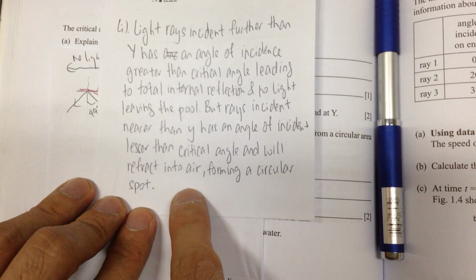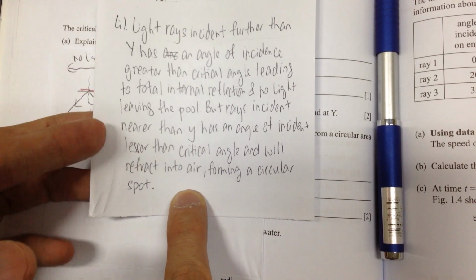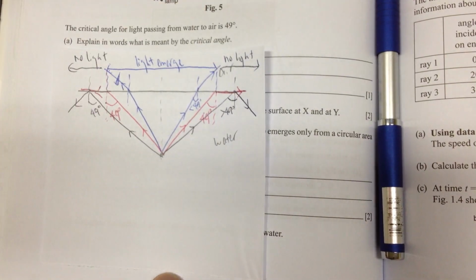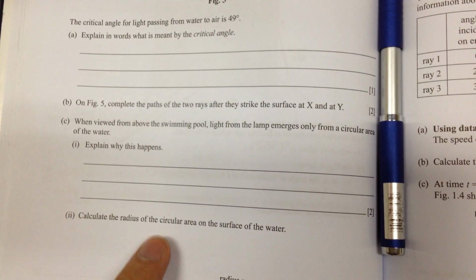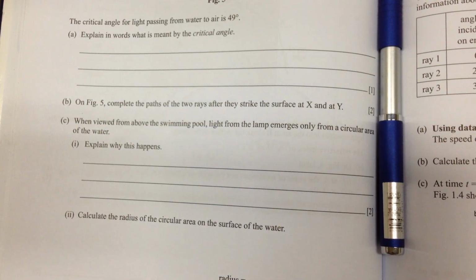I think this answer will be enough because there are only 2 marks. So the last question is to calculate the radius. Again, it's a very challenging question. How do you calculate the radius?